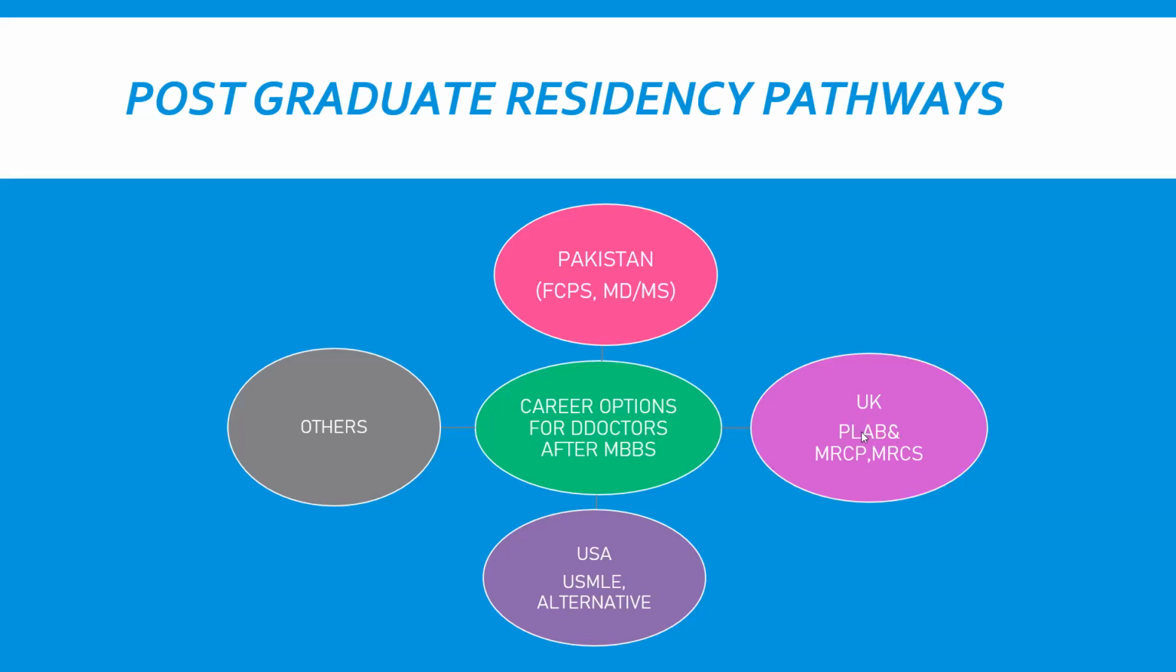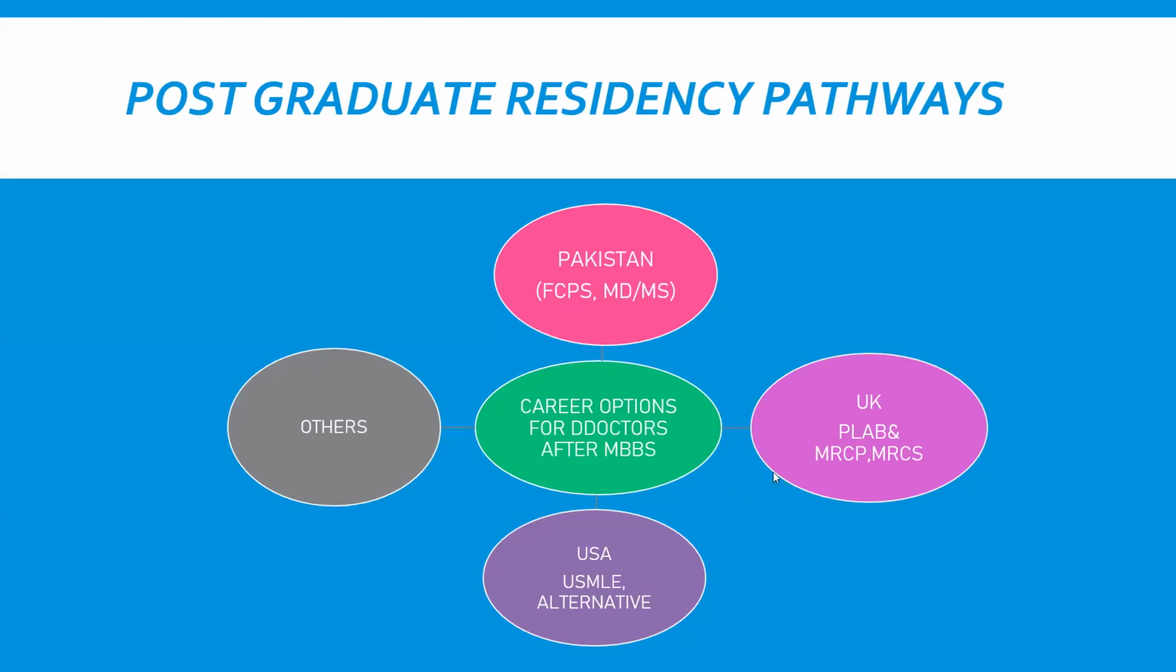So you have 2 pathways in the UK: either you can go through the PLAB pathway, or you can go through the MRCP and MRCS pathway. We will discuss all these pathways later on in detail. Then in the United States of America, we have USMLE, which is the United States Medical Licensing Exam, and it has 3 steps: Step 1, Step 2, and Step 3. Once you are done with all these steps, you can apply for the match in the USA, and you can match in any one of the systems.